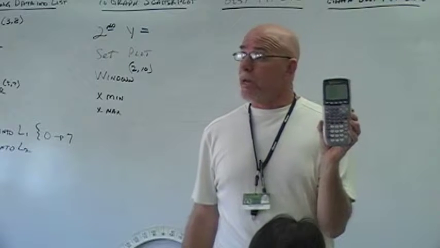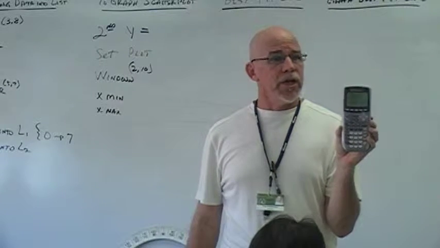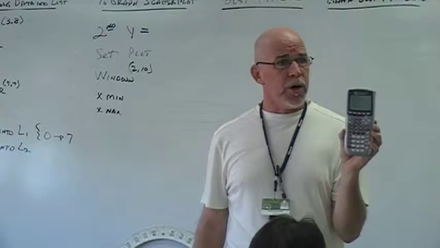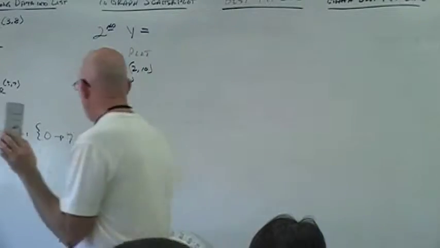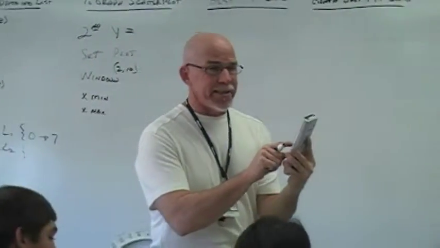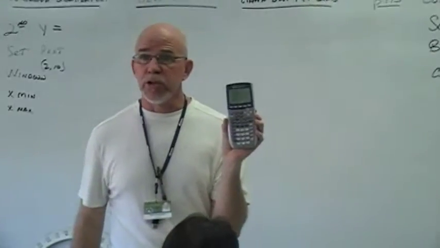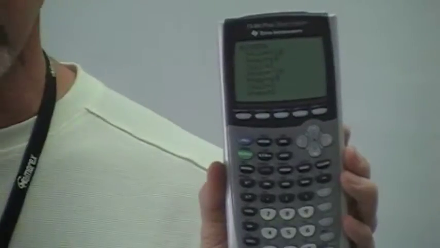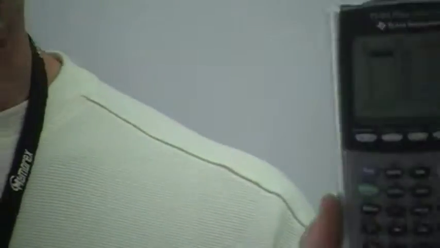So it's not really the domain part of the window. It's the range part of the window. What is the range part? It's the Y-min, Y-max. Let's talk about that range. Go back to your list. You know how to go back to the list? What key do you hit? Stat. Hit the stat, right? Stat, edit. Look at your range again, your L2 list. What's the smallest number? 280, right?